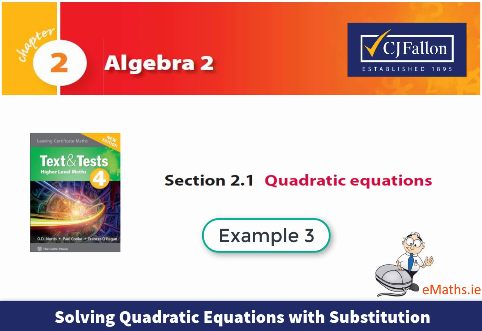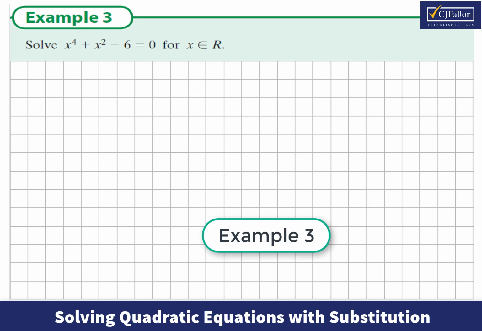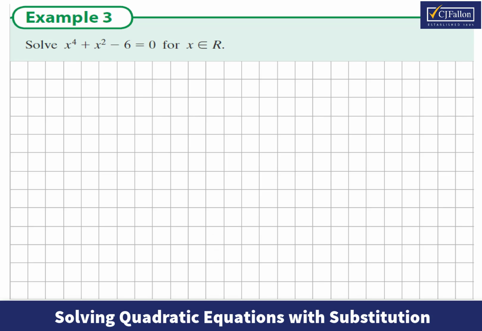Solving quadratic equations with substitution. Solve x to the power of 4 plus x squared minus 6 equals 0, where x is real. This is a quadratic equation, even though it might not appear so at first.